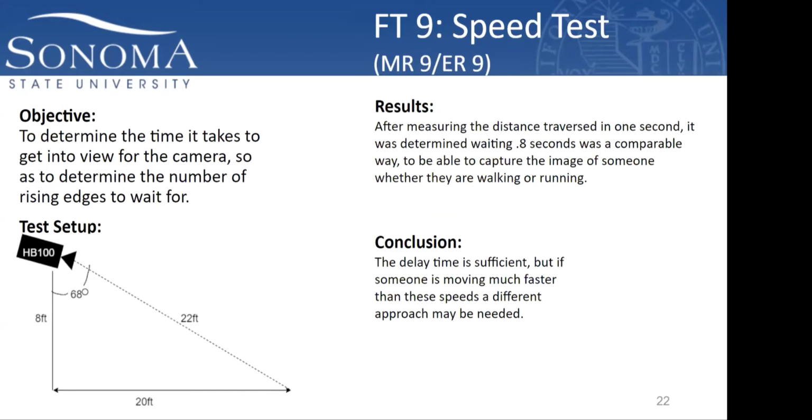For this, we determined that waiting 8.8 seconds was a comparable way to be able to capture the image of someone whether they are walking or running. But with this, while the delay time is sufficient for these purposes, if someone is moving much faster than these speeds, a different, more adaptive approach may be needed to combat this.